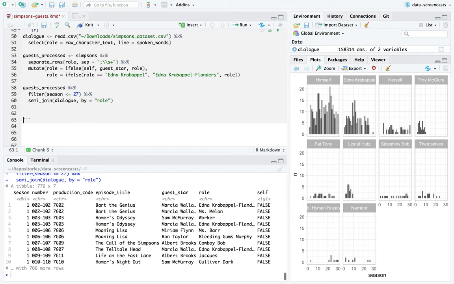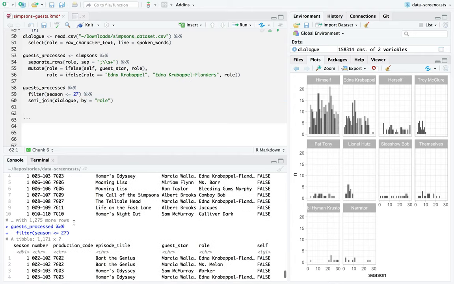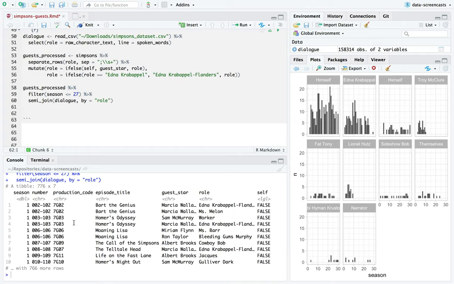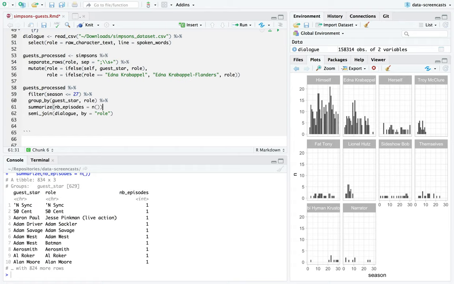And I wonder how many do we have? All right, for most of them, we can find the associated dialogue. Not all. I'll leave it be. I think it's plenty here. So what I want to do is then aggregate some of this data. I can say group by guest star and role. Number of episodes is just N. I guess you can't appear more than once in an episode. So we can say here's how many episodes they appeared in.